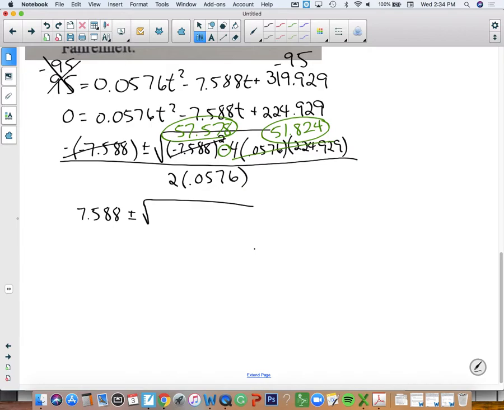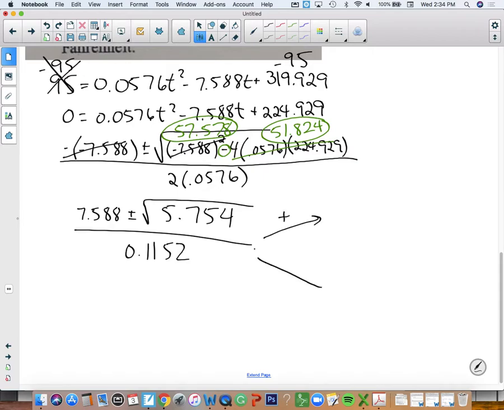So we got 57.578 minus that 51.824. You get 5.74, excuse me, 5.754, that's what it was. 5.754, that's underneath the radical, and on the bottom we got 2 times 0.0576, which gives me 0.1152. Okay, so from here, you're going to have to get 2 answers, so I would just use your calculator again. We have to do once with a plus, because we have that plus or minus, and once with a minus. You have to run the equation twice.